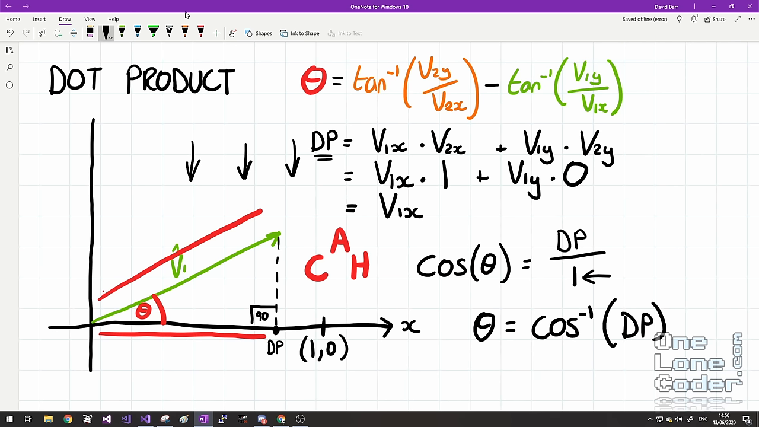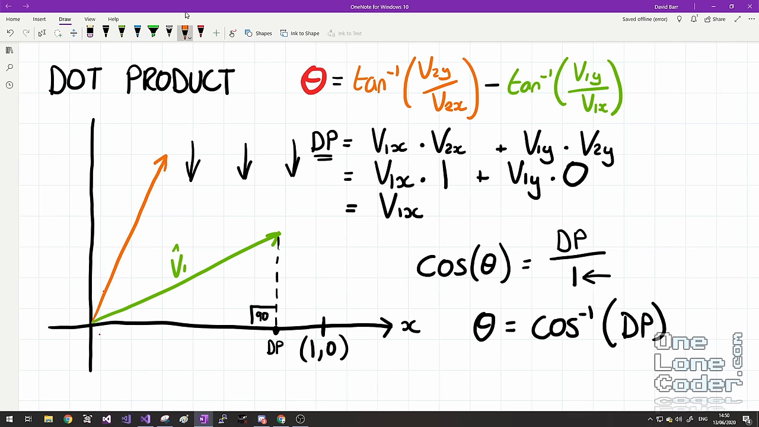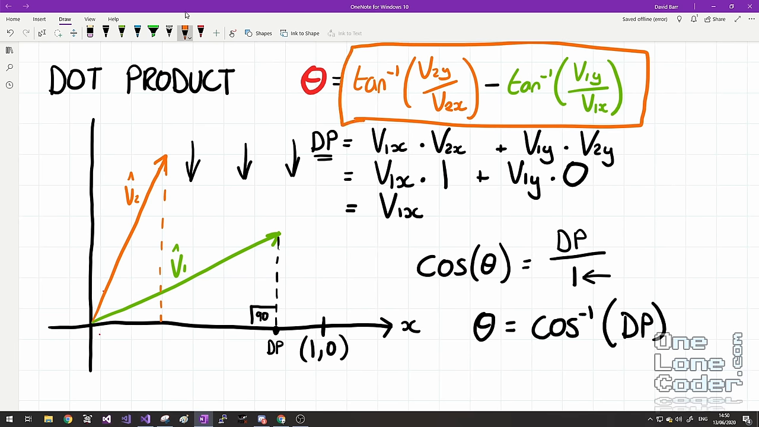So now we've worked out the angle of one of our vectors relative to the x-axis. We could go and do the same for our original v2. Calculate how much it projects onto the x-axis and perform a similar equation to up here where we look at the difference between those two results.